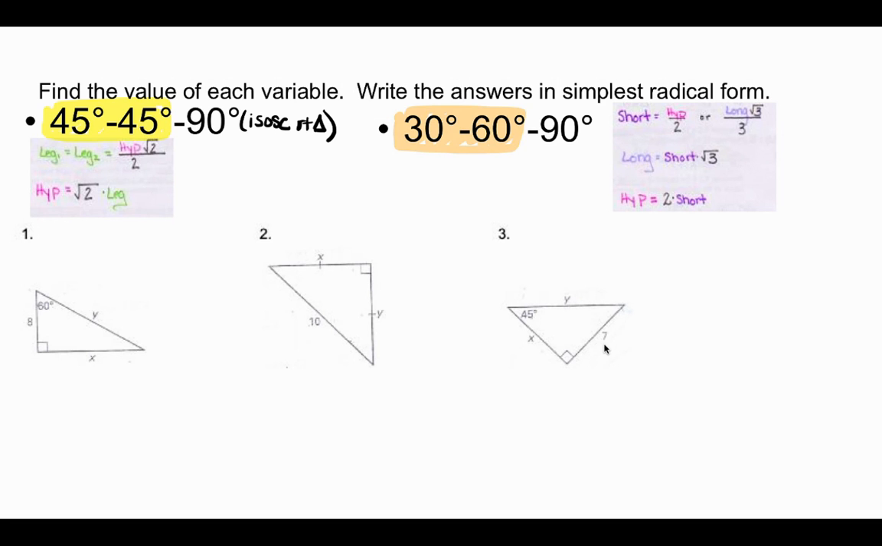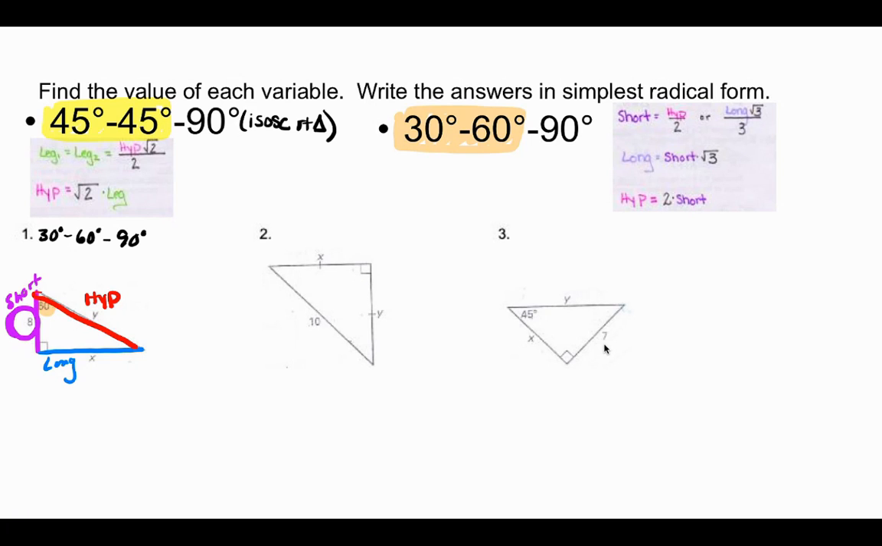So in problem 1, there is a 60-degree angle. So we're going to use the 30, 60, 90 rule. In a 30, 60, 90, I have the short leg, I have the long leg, and then I have the hypotenuse. One of these is always given. In this particular problem, we're given the short leg.